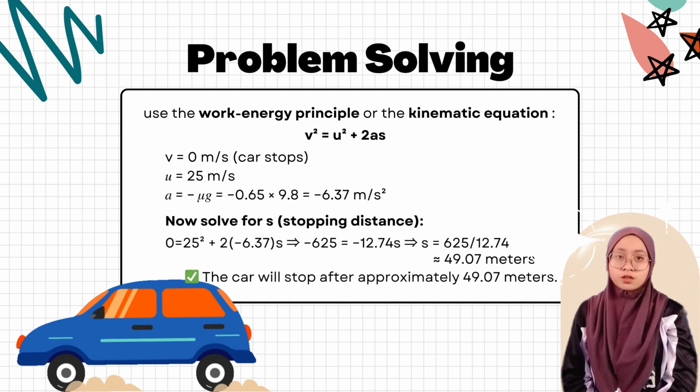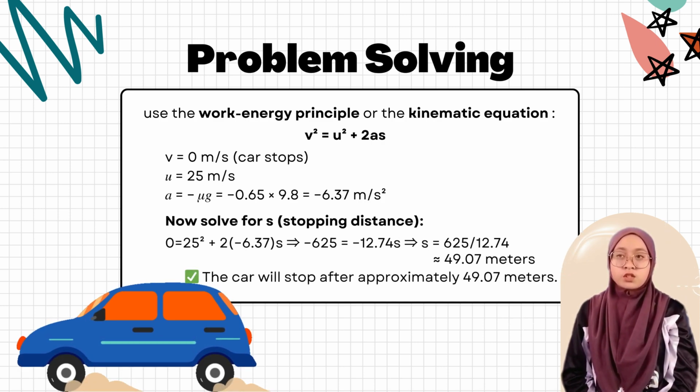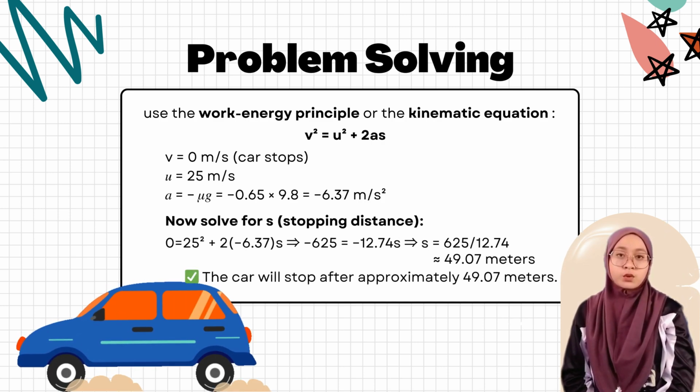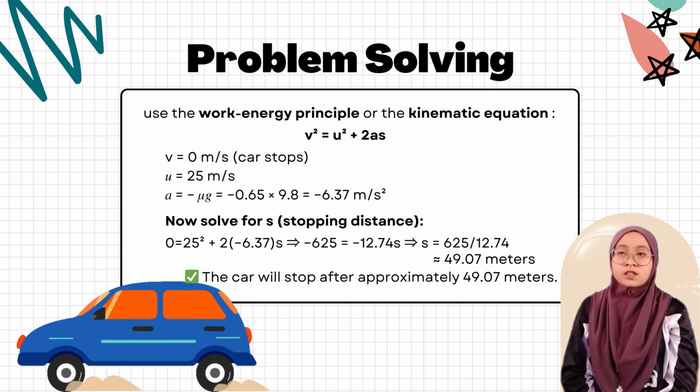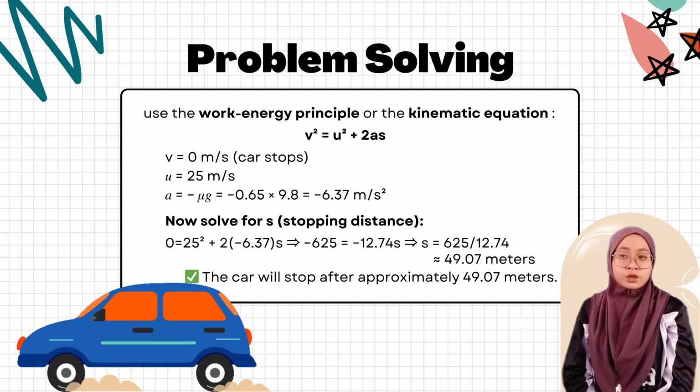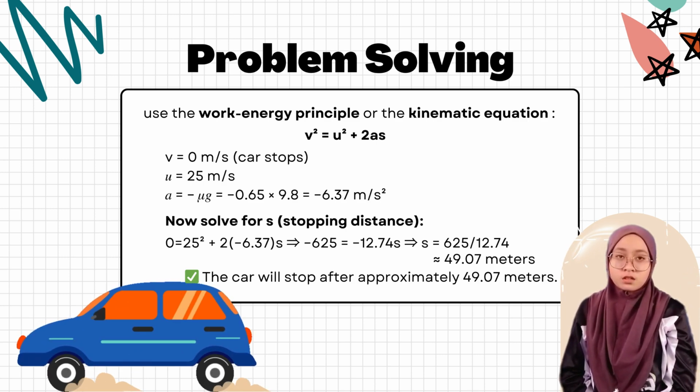I will show you how to solve this problem. First, we use the work energy principle or the kinematic equation, v squared equals u squared plus 2as. The information given, v equals 0, because the car is at rest or stopped.